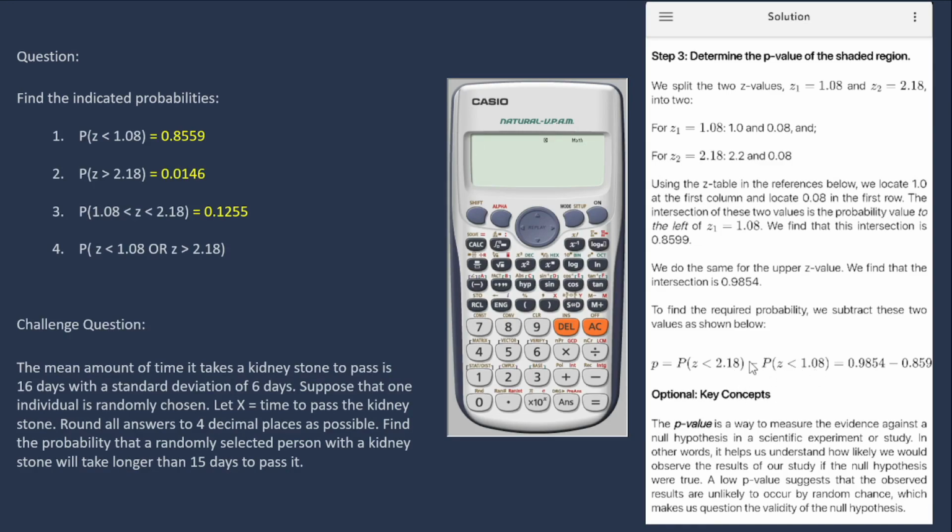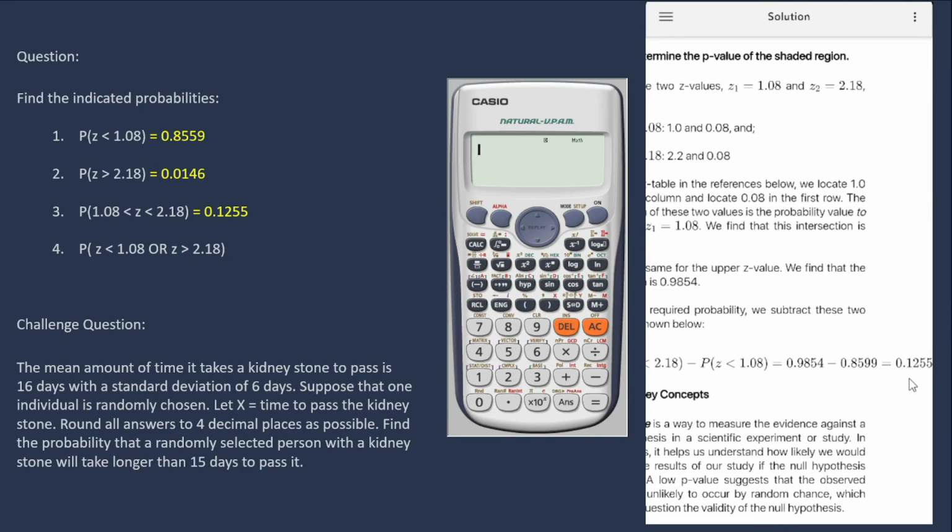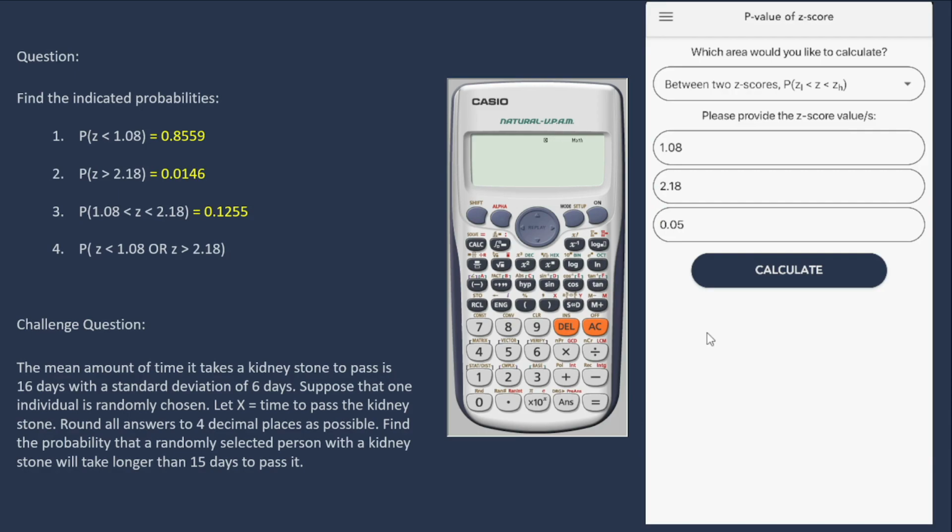And then we subtract the two values. We subtract the probability to the left of the lower z-score value from the probability to the left of the higher z-score value. We get the required probability, which is 0.1255.